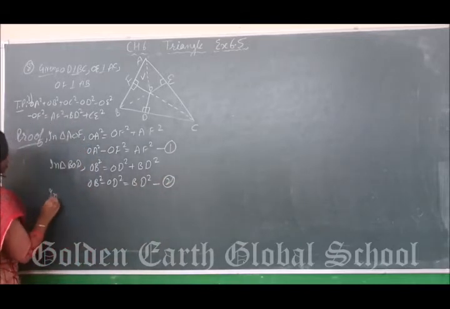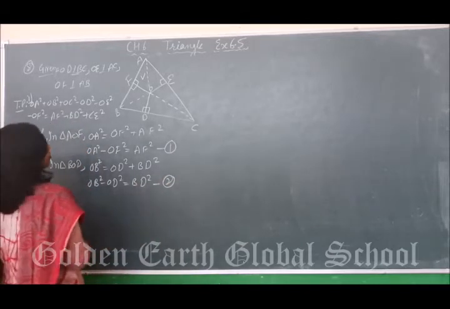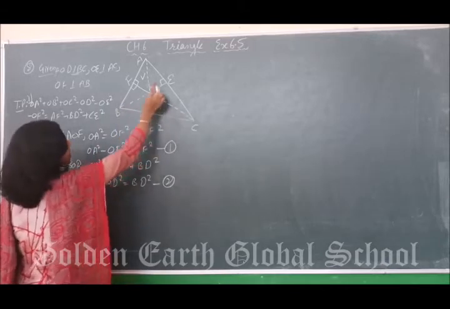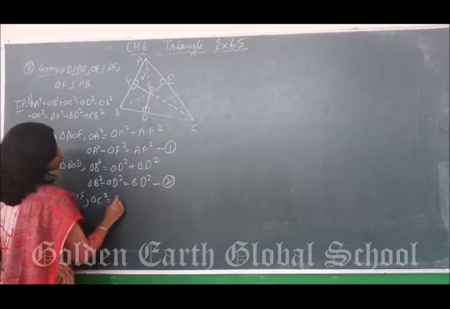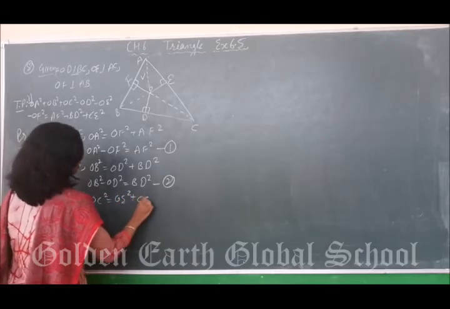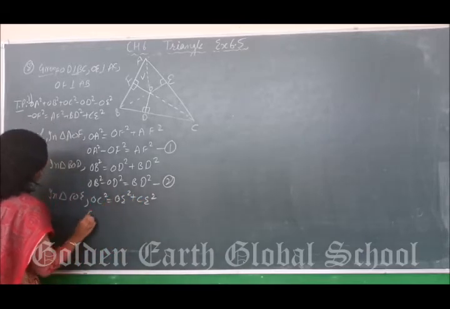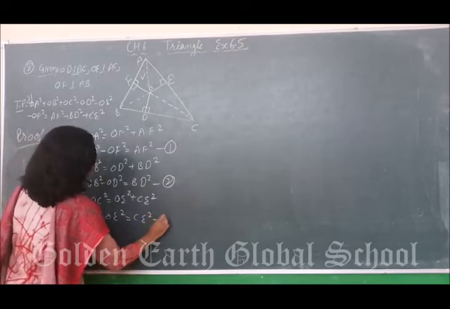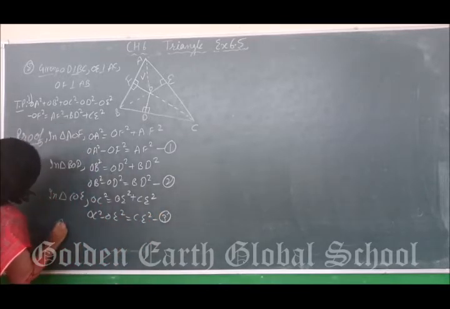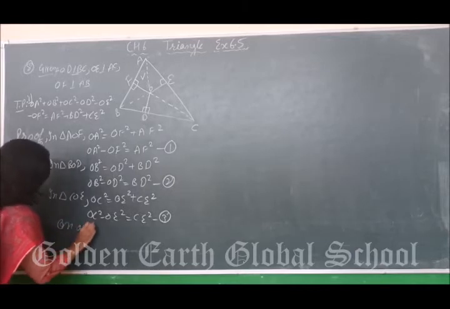Similarly, third triangle you will consider CE, that is COE. OC square is equals to OE square plus CE square. Shift OE to left hand side. Now on adding 1, 2 and 3, you will get the result.